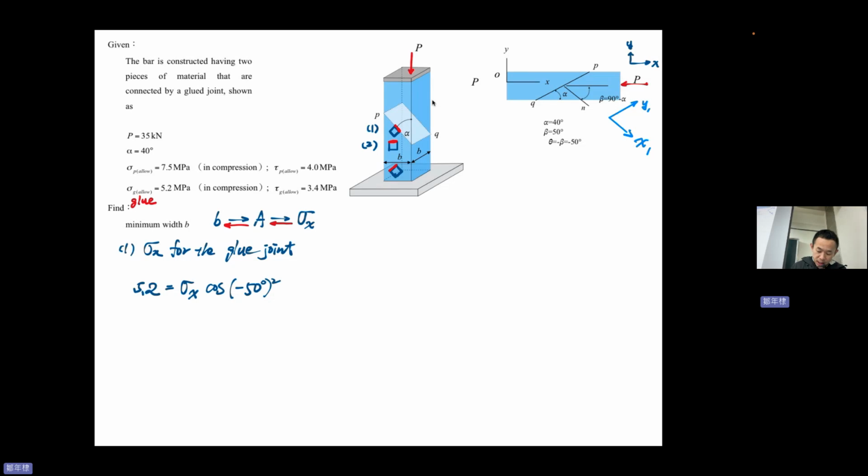Then again, you need to think about the direction. You see here, if we decompose this P into Y1 and X1, it will look like that and that, right?